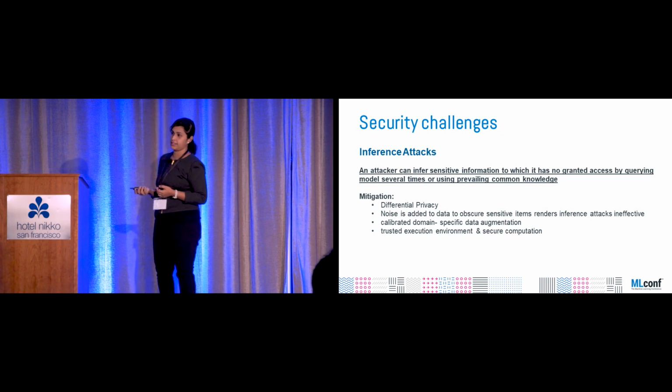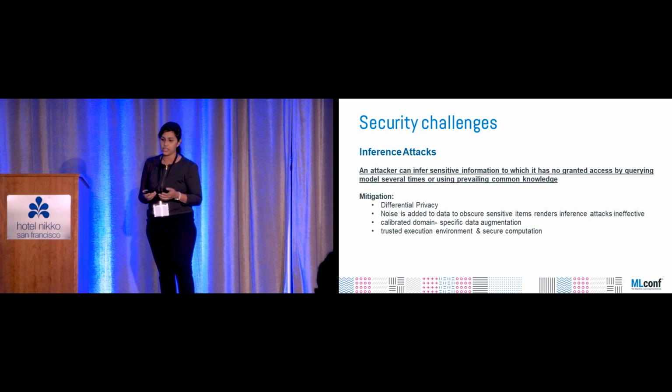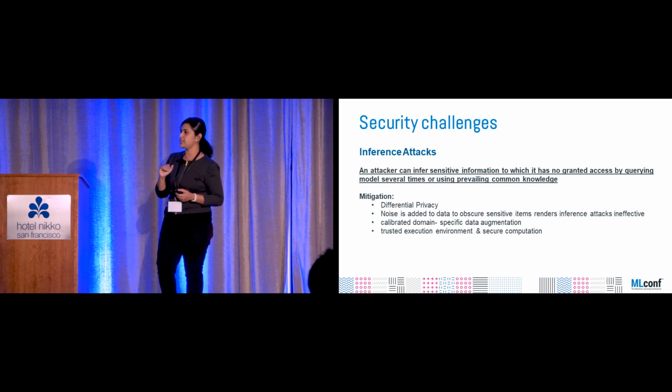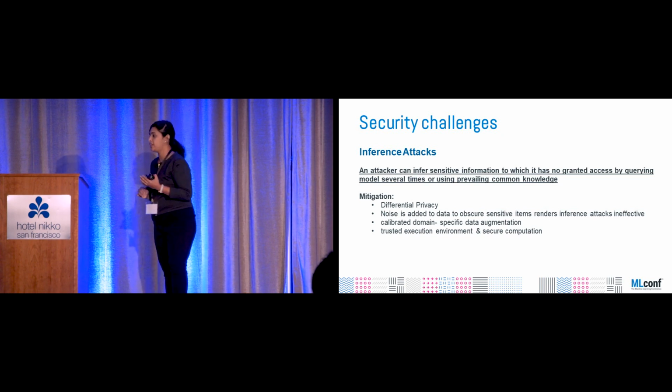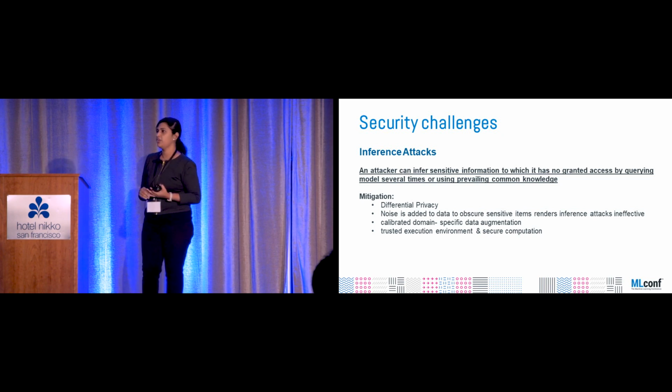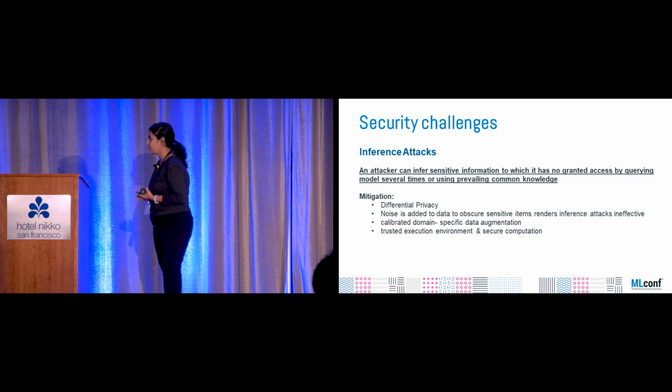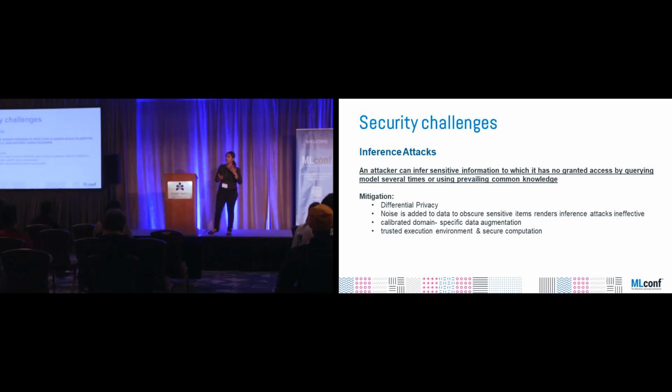Now, how do you mitigate it? The first solution here is differential privacy. As I said, differential privacy is wherein you add some kind of noise to obscure your sensitive data, and once you do that, you are rendering your inference attack ineffective. Next one is calibrated domain-specific augmentation. That very much depends on the problem that you're solving. So if you're doing an image recognition kind of task, you might be using frameworks like SMOTE, whatever kind of augmentation that might work better for that particular use case.